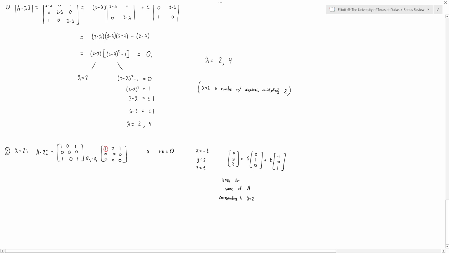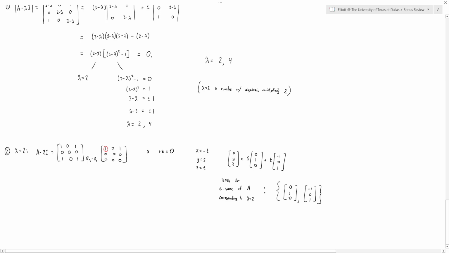And let's just write out a basis for the eigenspace. The basis would just consist of these two vectors that we found. Okay. So here I wanted to highlight something new that happens in this example, which is we have a repeated eigenvalue, in this case lambda equals 2.